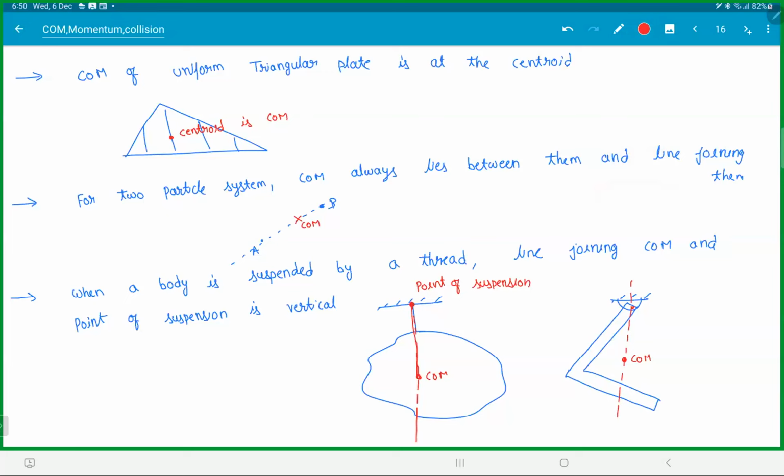These are all the properties of center of mass. So, in the thread case, even if you push the body to one side, it'll come back to this position again. It's a stable equilibrium basically. But it'll always be on the line joining the COM and the point of suspension. Right. Clear? These are some of the theoretical points about center of mass.